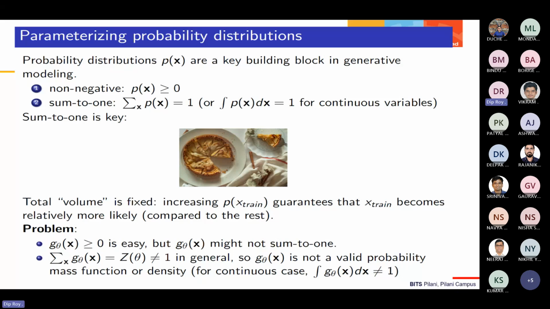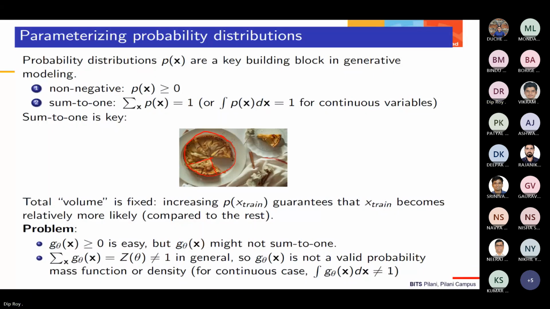Okay. So it cannot be that you have a slice of pizza or cake, whatever it is, and you increase the size of one slice and the sizes of the other slices will not change. It has to change, because ultimately the size, the volume of this cake or pizza is fixed. All right. And that is the key challenge with probability.